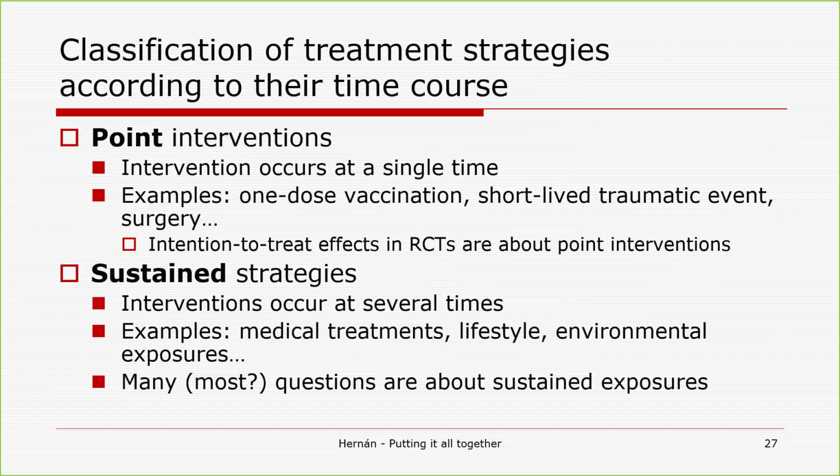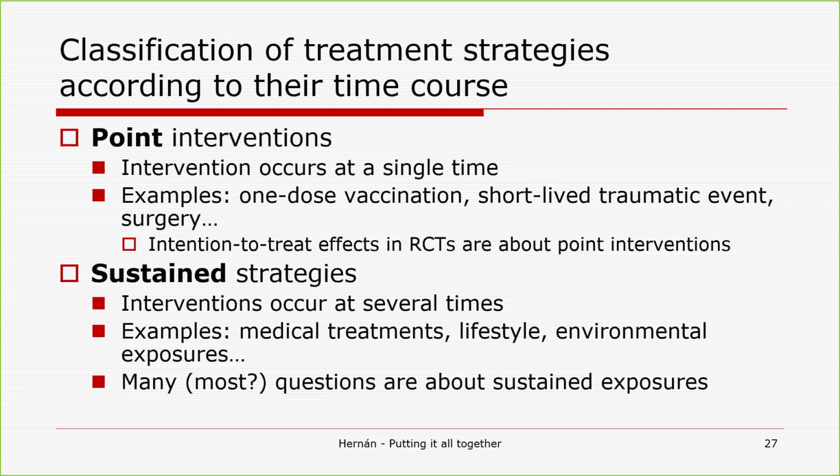There are two different types of treatment strategies that you have in your target trial. Some of them are based on point interventions, things that happen at time zero. So you will assign people to have either vaccination or not, or having surgery or not, or screening for colonoscopy or not. That's a point intervention. It happens at time zero, nothing else is done after that.